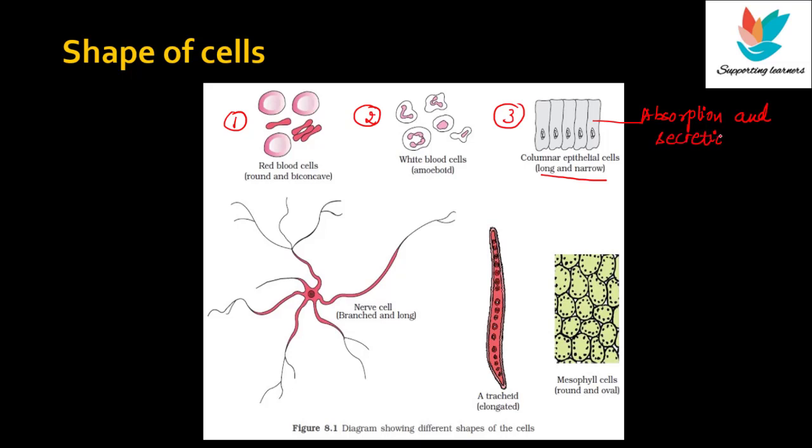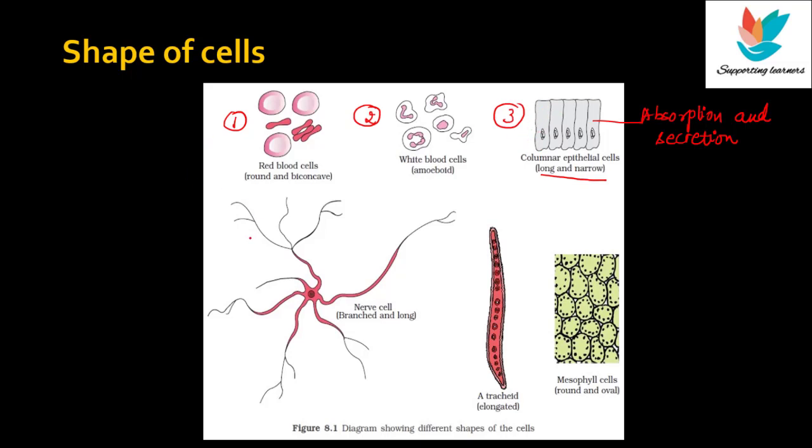You will find these types of cells located in the stomach, which releases various acids and digestive enzymes. These columnar cells are tall cells, more tall than they are wide. So these are very tall cells. In order to increase the surface area for absorption, they are shaped in this way.